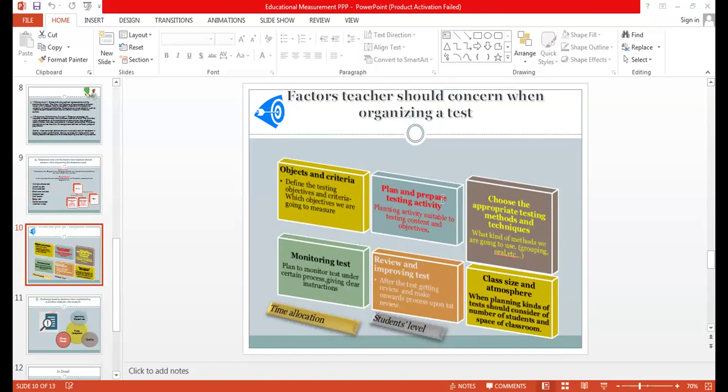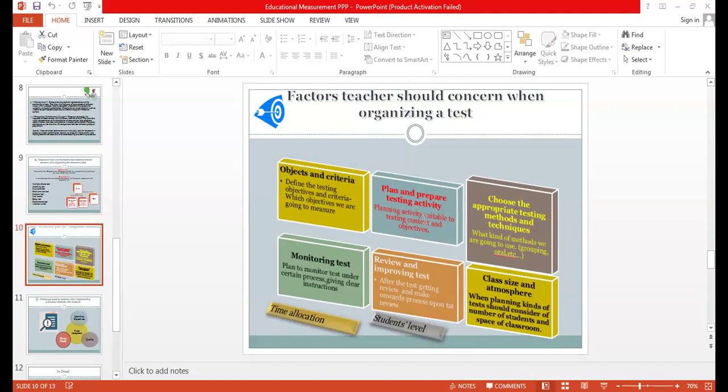Next one is plan and prepare testing activity. Planning activity should be suitable to the testing content and objectives. First, we have already aligned the objectives. Then we can plan our activities according to our objectives and the content we are going to measure through our test. Then choose the appropriate testing methods and techniques.